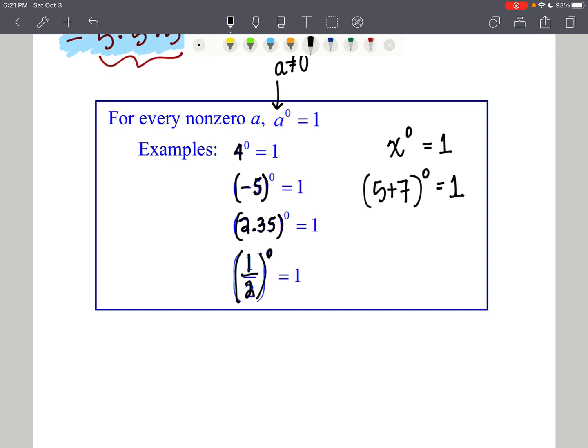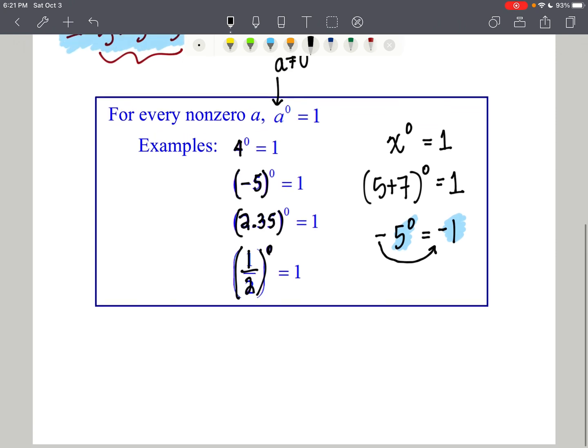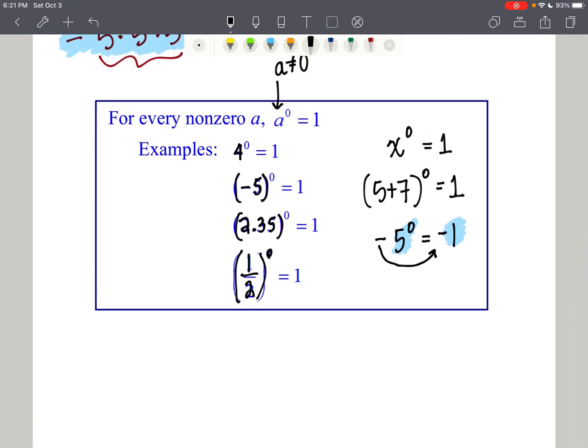If I have negative 5 raised to the 0 power, 5 raised to the 0 power is 1, but this negative remains because it is not part of the exponent. That's an important concept for you to make sure you understand. So make sure, this is very important, make sure you understand that. That's a very common mistake to make.